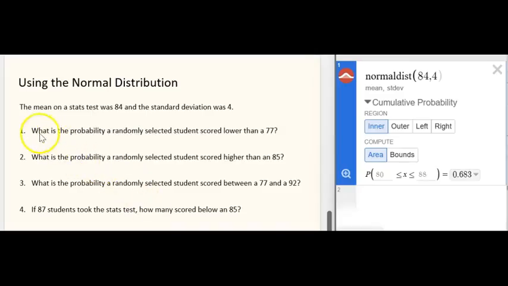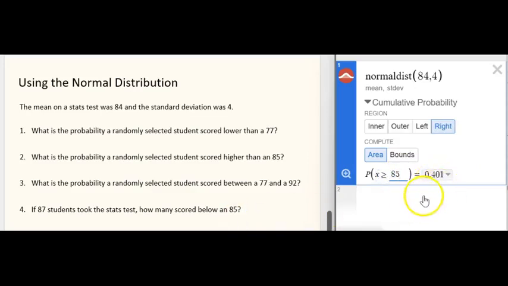All right, and so the first one is the question that we were looking at. What is the probability that a randomly selected student scored lower than a 77? Okay, lower than a 77 means I want to go to the left of 77. So I'm going to pick left and I'm going to type in 77. And Desmos tells me right there the probability of that happening is 0.04. Okay. What is the probability that a randomly selected student scored higher than an 85? Okay, so higher on our curve is to the right. And then I'm going to change this number to 85. And there's my answer, 0.401.